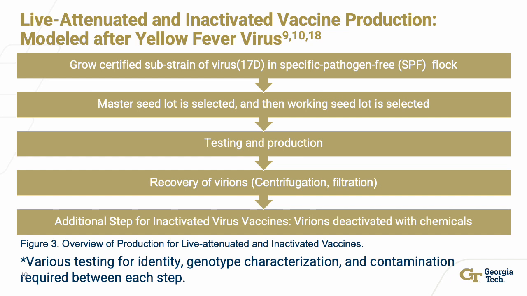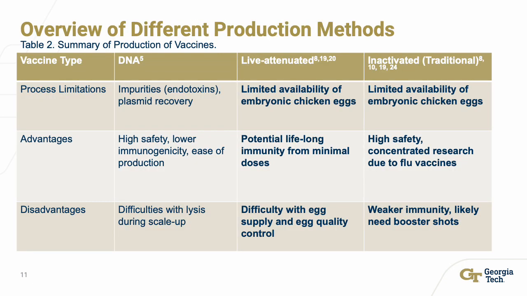Then, the virions are recovered through either low-speed centrifugation or filtration. The incubation for inactivated viruses is the same, however, at the end of the process, virions will be deactivated with chemicals like formaldehyde. Both live attenuated and inactivated vaccine production methods are limited by the supply of embryonic chicken eggs.